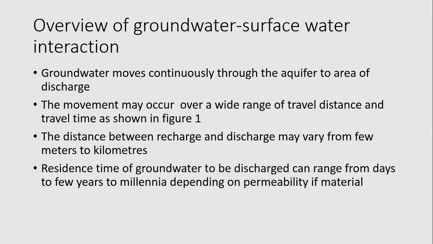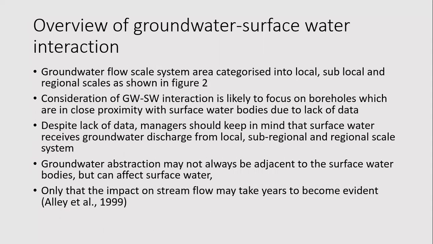And I feel like I've explained a bit earlier on that the permeability of material plays a role in the travel or groundwater flow path as well. So as I continue in figure 2, we'll learn to appreciate that the groundwater flow scale is categorized into local, sub-regional, and regional scales. I will explain that further later on in my diagram.